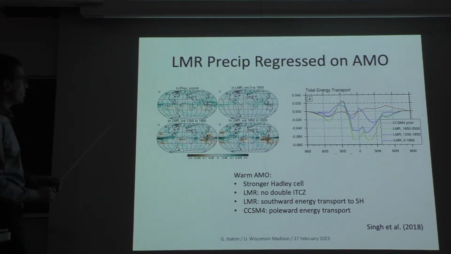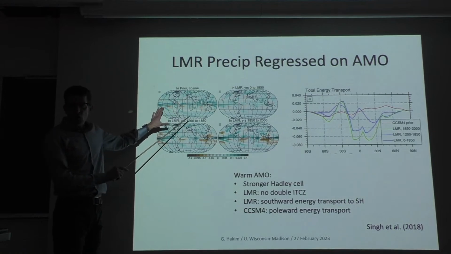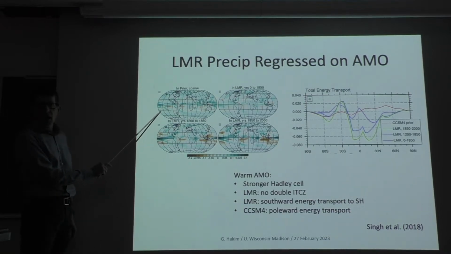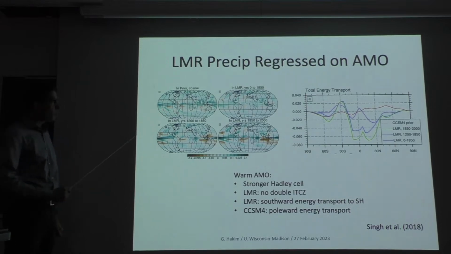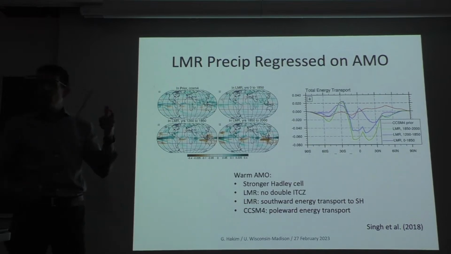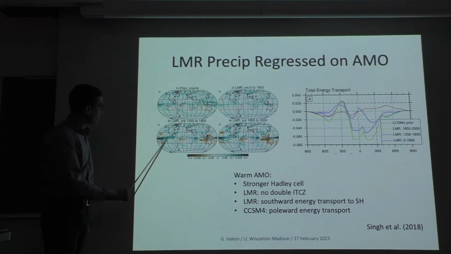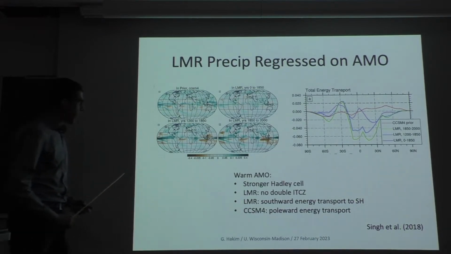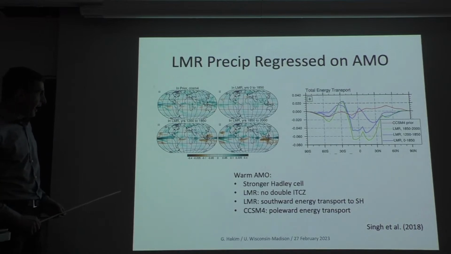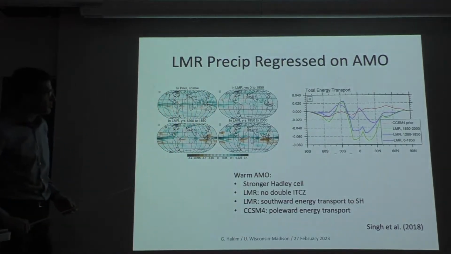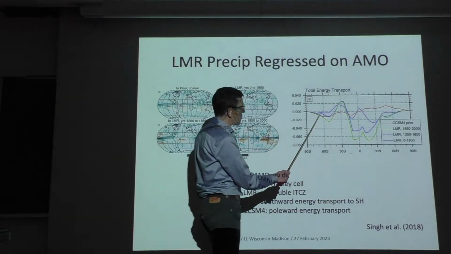This is another interesting one. This shows you the global precipitation regressed against the AMO. There's a double ITCZ in the climate model, a chronic bias with most climate models, but not in the LMR. The proxies know there's only supposed to be a single ITCZ, and they rectify that. What they're showing is basically a stronger Hadley cell when the Atlantic is warm, and on the right, we're getting the polar energy transport from the LMR. It's radically different from what we have in the climate model.